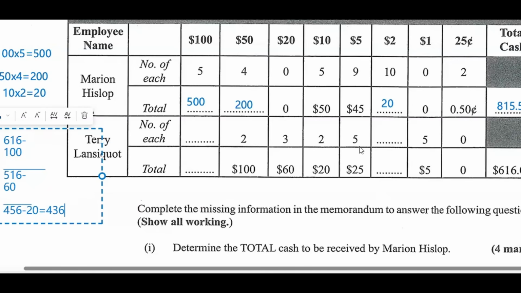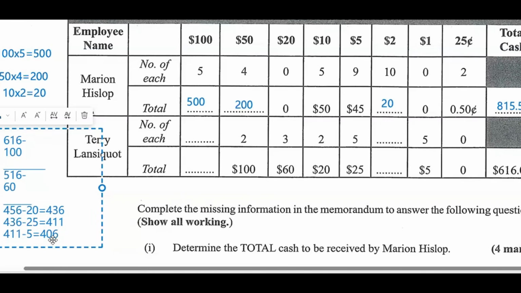Paid him $5, that's $25. So 436 minus $25 is $411. Paid him $1, that is $5. So 411 minus $5, it's 406.